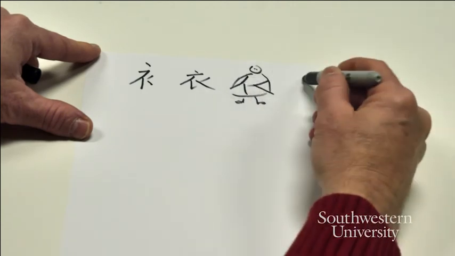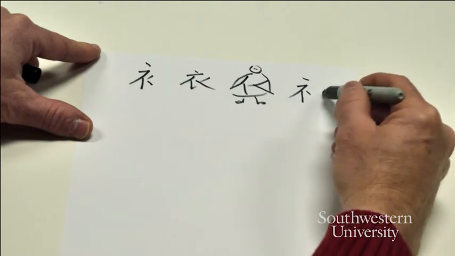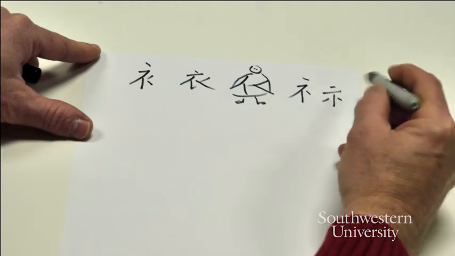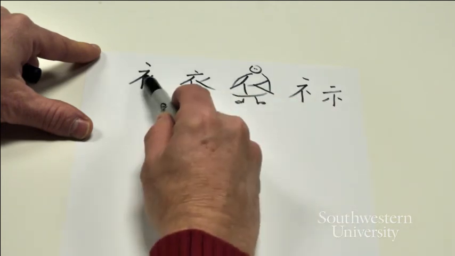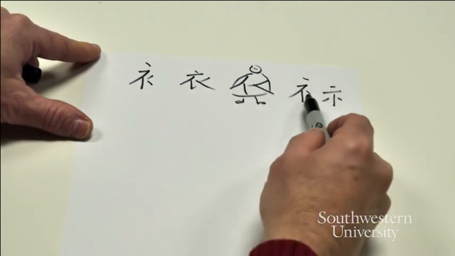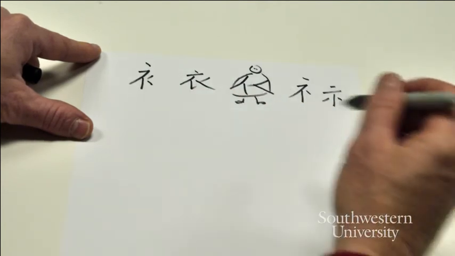This is different from this radical, which is shi, because it only has one dot on the right side. So you want to make clear that difference. This is the kind of thing a native would never make an error with.